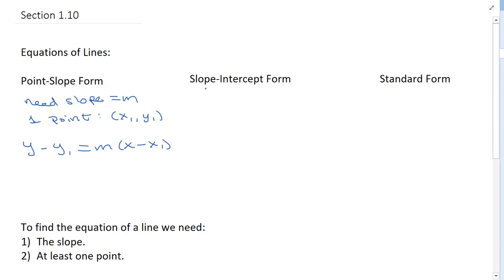Another way that we can write the equation of a line is using the slope-intercept form. In this case, we need the slope, m, and we need the y-intercept. The y-intercept is usually the point (0, b). And so when the equation is in slope-intercept form, you'll see it as y equals mx plus b. So you're able to tell the slope, and the y-intercept is the point (0, b). Usually for me, when people ask what the y-intercept is, I want to think of it as a coordinate pair, (0, b).